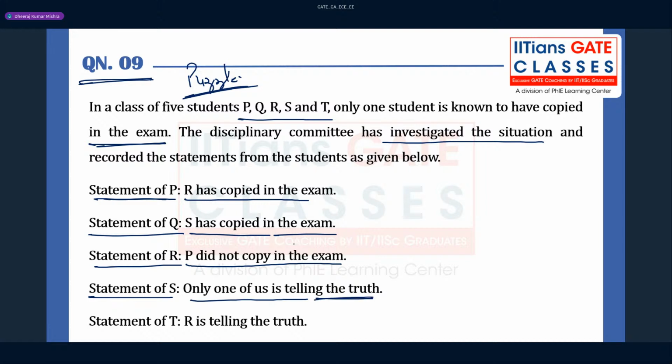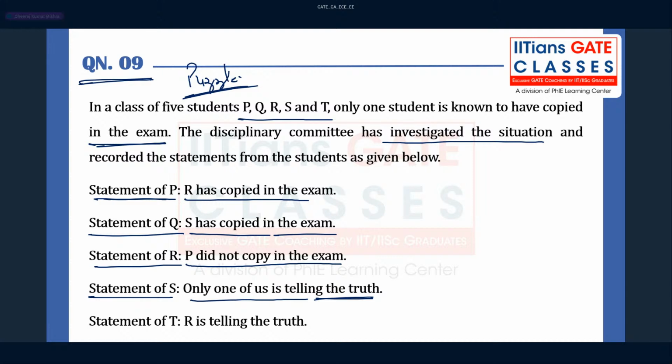So among all the statements, only one of the statements is true, right? All other statements are going to be false. That is very, very important to keep in mind. So the statement of S is saying what? Only one of us is telling the truth. That is the very important point that you have to keep in mind.